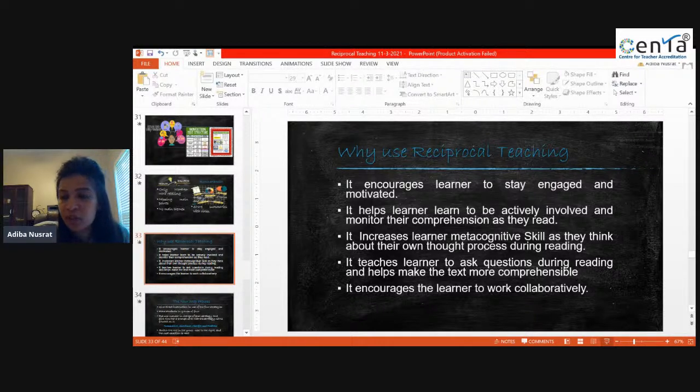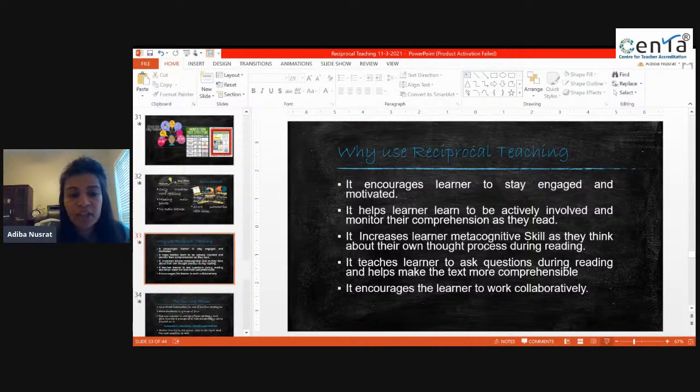Then have sharing time with the students. Give some sharing time to the students. Let the students share with each other. Take time to model the strategies in a think aloud fashion. Always encourage the learners to work in a think aloud fashion, okay? As I've already told you about the think aloud, I will not go into much detail again.